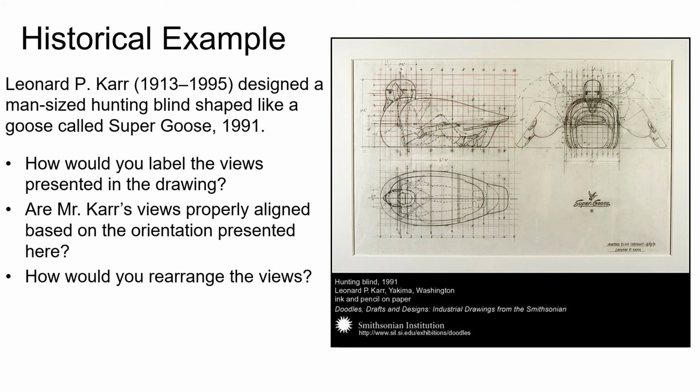Historical example: Leonard P. Carr designed a man-sized hunting blind shaped like a goose called Super Goose in 1991. How would you label the views presented in the drawing? Are Mr. Carr's views properly aligned based on the orientation presented here? And how would you rearrange the views? So that's some pretty good questions there.